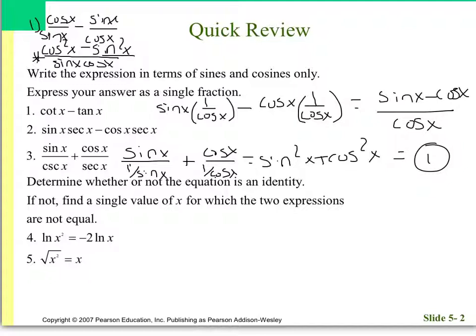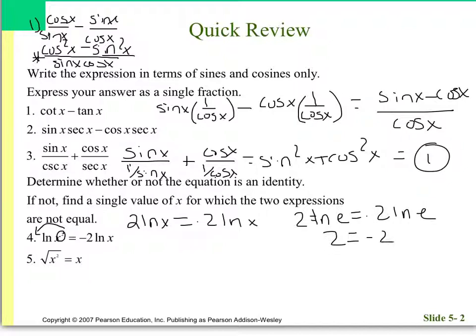Alright, it says determine whether or not the equation is an identity. If not, find a single value for x for which the two expressions are not equal. So if I look at this, natural log of x squared equals negative 2 natural log of x, that means I can move this down, remember, so it's 2 times the natural log of x equals negative 2 times the natural log of x. Well, if we just say that x is equal to e, the natural number, you have 2 natural log of e equals negative 2 natural log of e. Is 2 equal to negative 2? No.